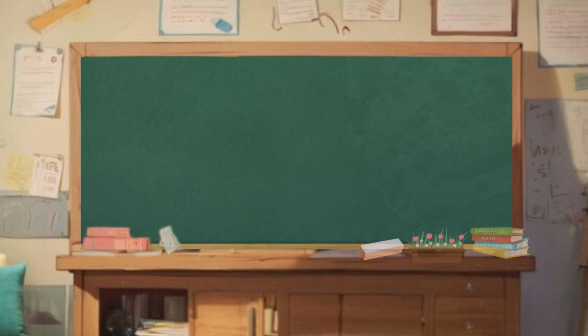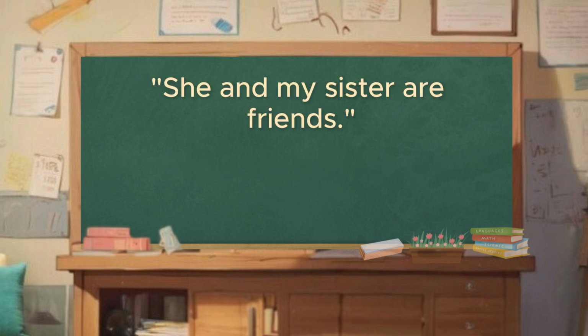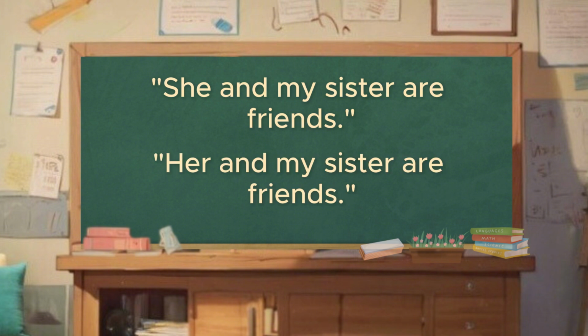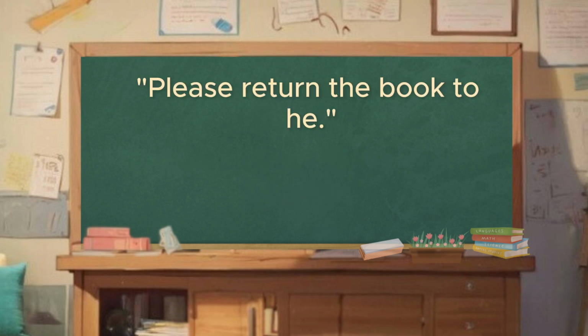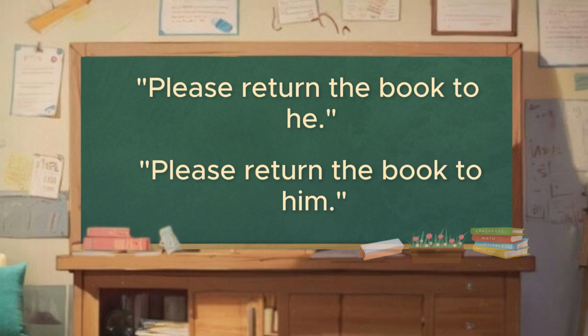How about this one? She and my sister are friends, or her and my sister are friends. The correct answer is she and my sister. She is the subject. Here's another. Please return the book to he, or please return the book to him. The answer is to him. He is the subject, but after a preposition like to, we use the object pronoun him.